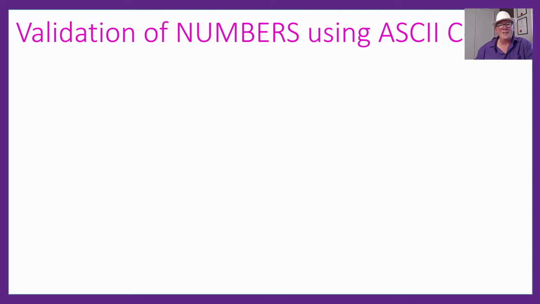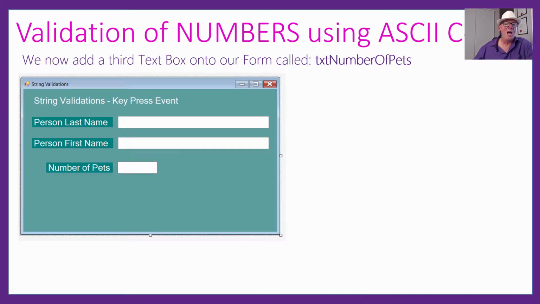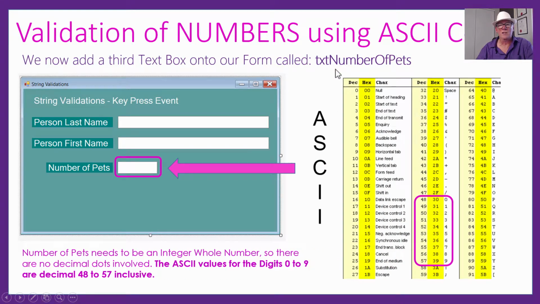So let's look at validating some numbers now using ASCII code. We're going to add a third text box, which we just saw a minute ago. This one, number of pets, okay? You could just copy this label here, Control-C, Control-V, and change it to number of pets. Copy the text box, Control-C, Control-V, change that text box to text number of pets, and just grab the end of it and shrink it down a bit.